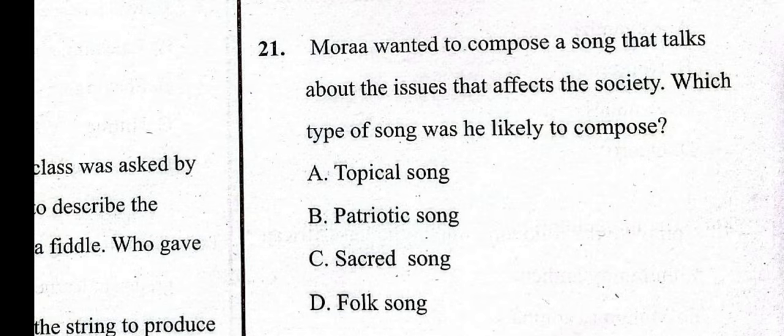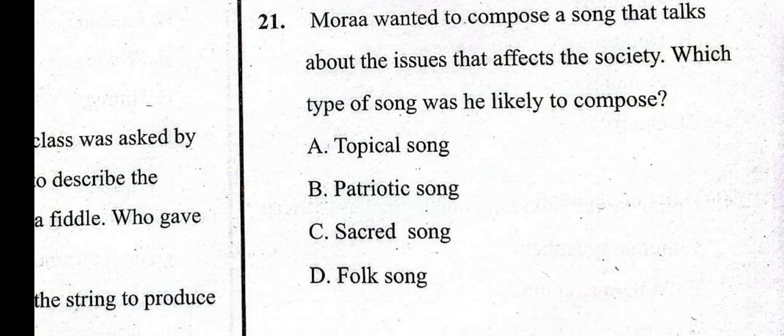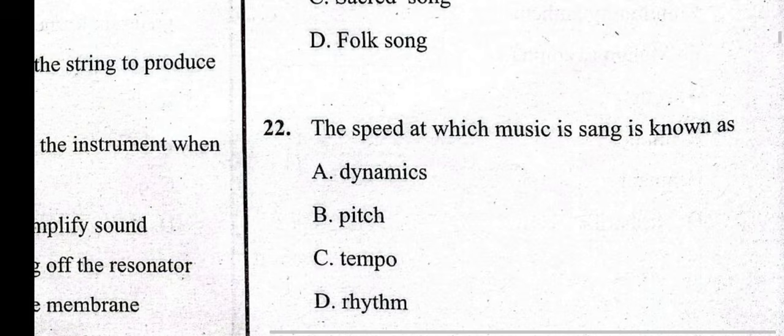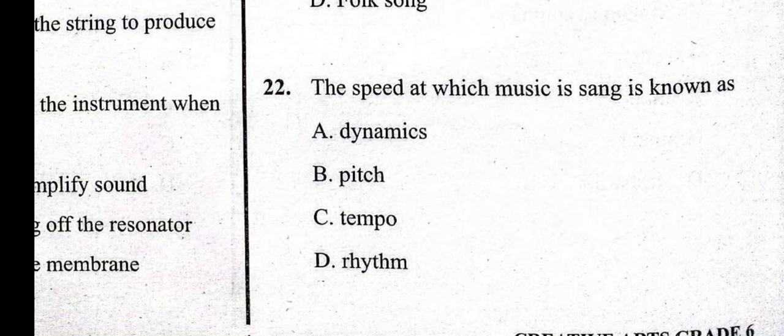Number 21 says, Mora wanted to compose a song that talks about the issues that affect the society. Which type of song was he likely to compose? So when we are talking about issues that are affecting the society, like diseases, pandemics, politics, CBC, CBE, all of these are known as topical songs because they will talk about a certain topic.